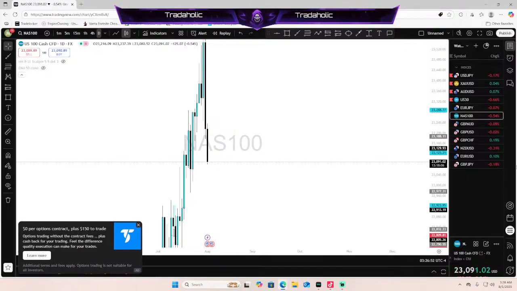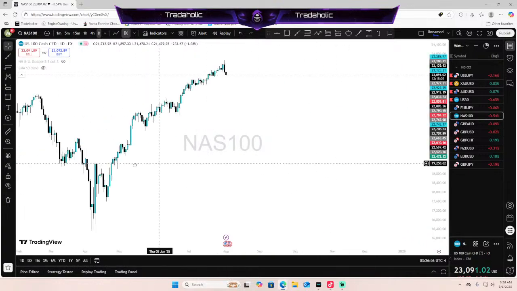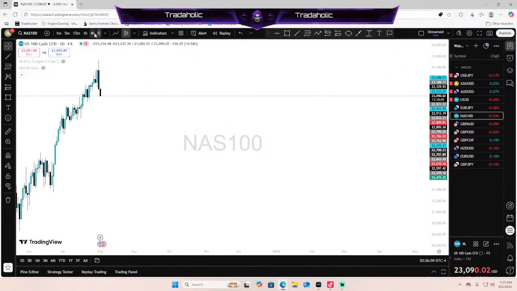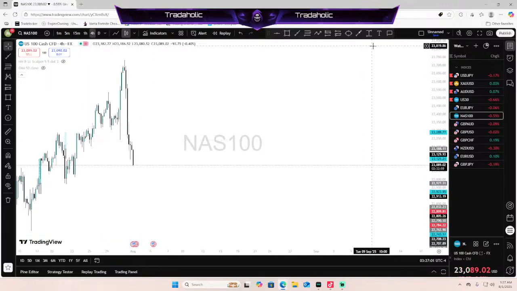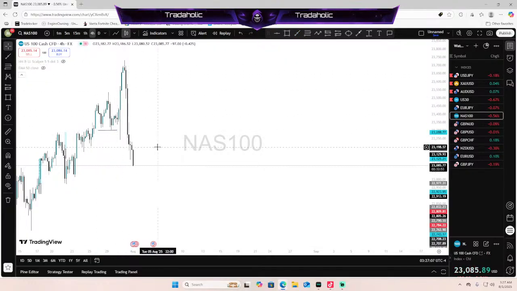All right, look at NAS 100. NAS 100 is overall bullish on a daily time frame, making a new high. Look at the 4-hour time frame. Our 4-hour time frame is now bearish. The reason I'm saying we're bearish is because we just took out these higher lows back over here after we made this new high, so now we're going bearish.